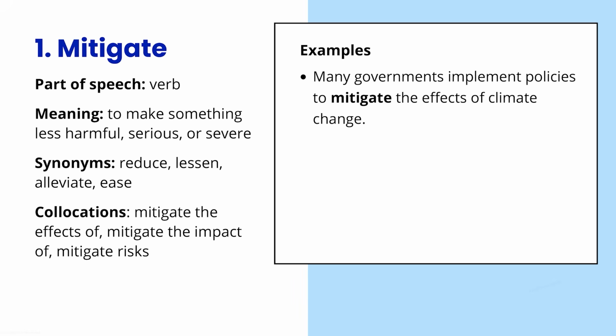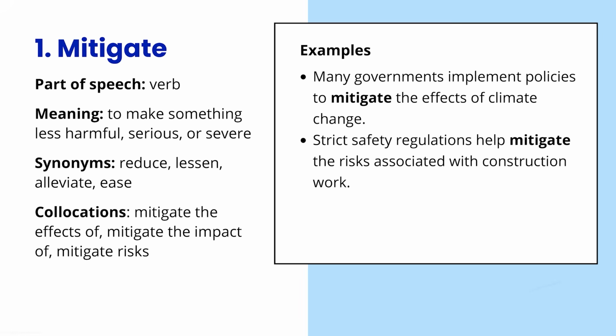Many governments implement policies to mitigate the effects of climate change. So that means governments are using policies to try to make the effects of climate change less harmful or less serious. Strict safety regulations help mitigate the risks associated with construction work. Just make sure that when you use mitigate, you use it for bad things. We normally don't use mitigate for something positive.